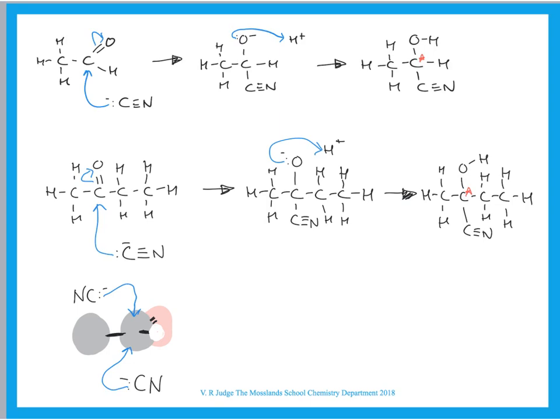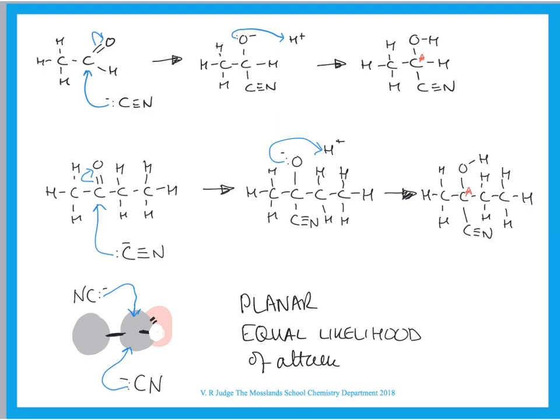So the key word you'll want to put in your answer if you're asked about why these reactions will produce a racemic mixture: the carbonyl region is planar, completely flat. Equal likelihood of attack from the top and from the bottom. And that will result in a racemic mixture.